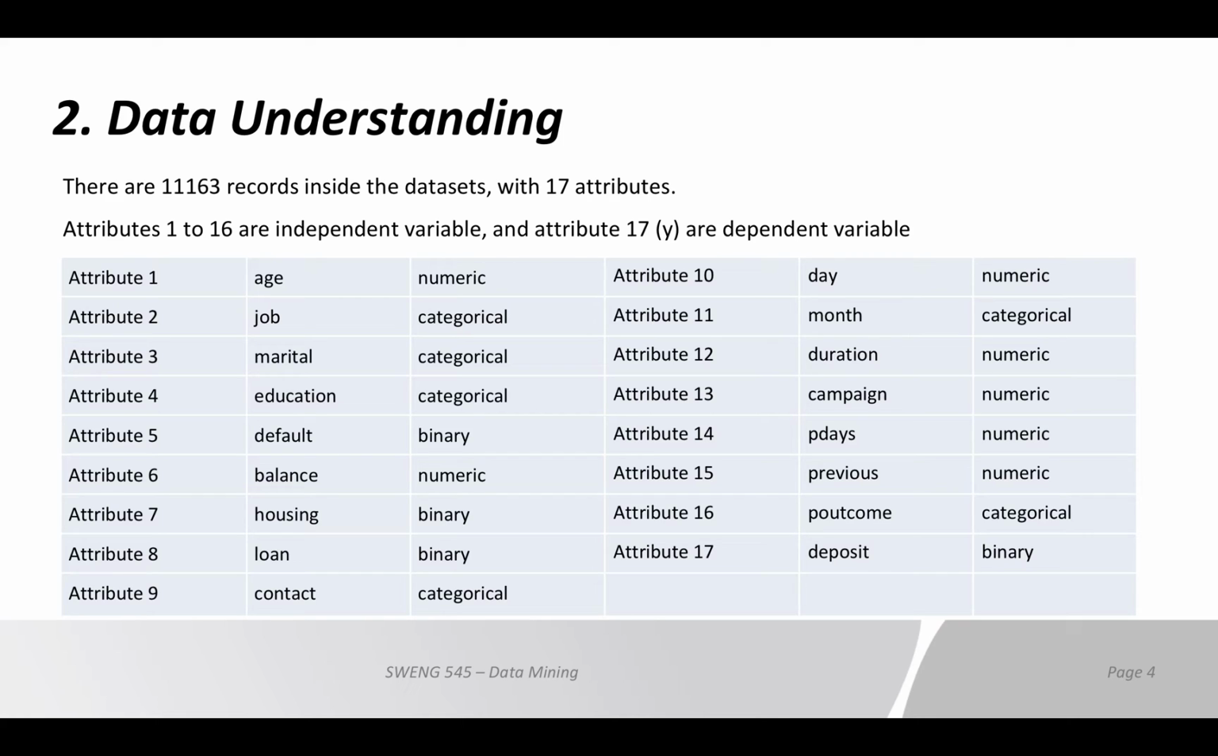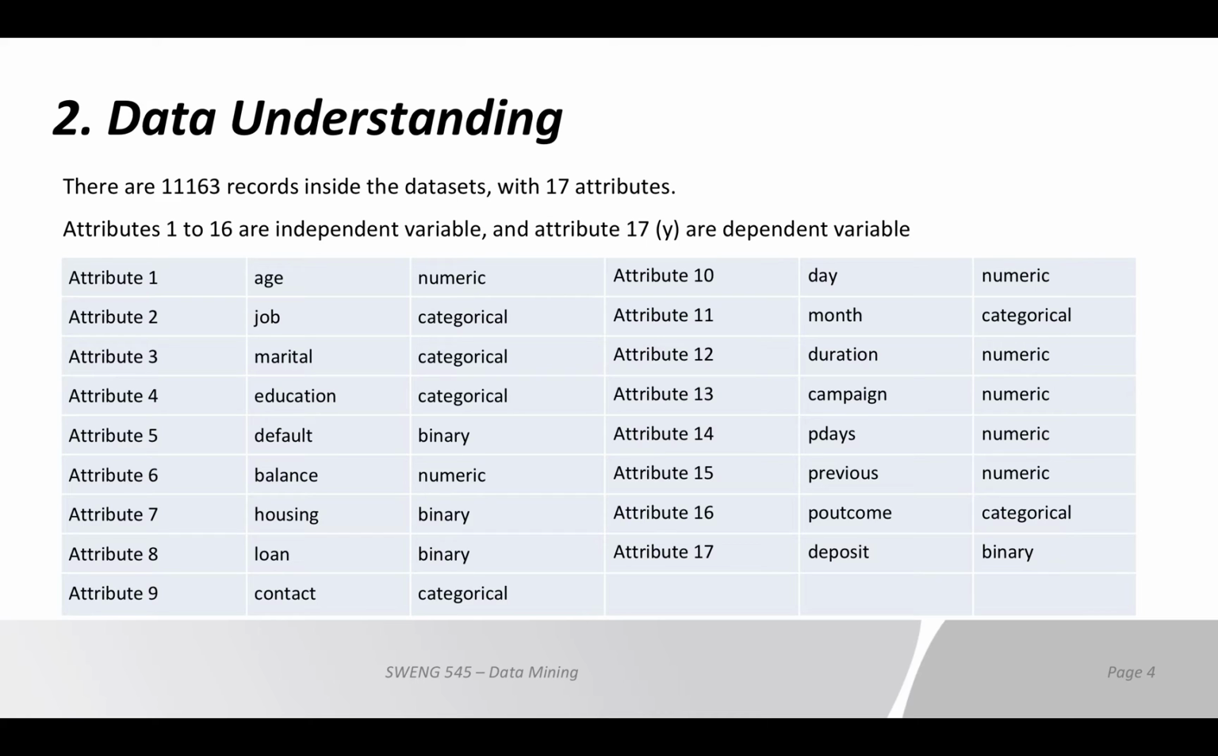The second attribute is job. It's a categorical attribute. It describes the type of job. The categories include management, blue collar, technician, administration, service, retired. The third attribute is marital. It's a categorical attribute. Includes divorced, married, and single. The fourth attribute is education. It describes the education level of the customer. It's also a categorical attribute.